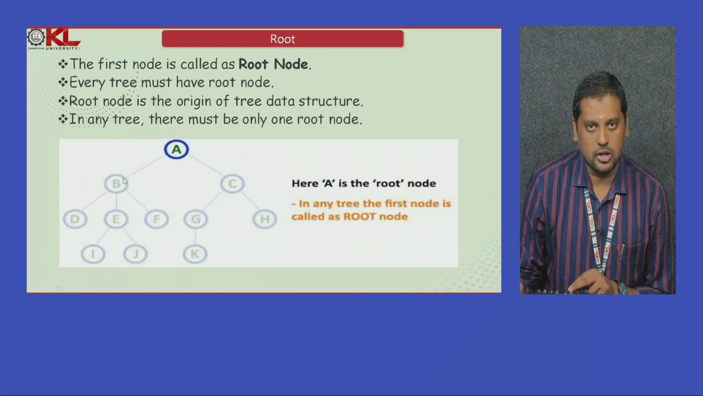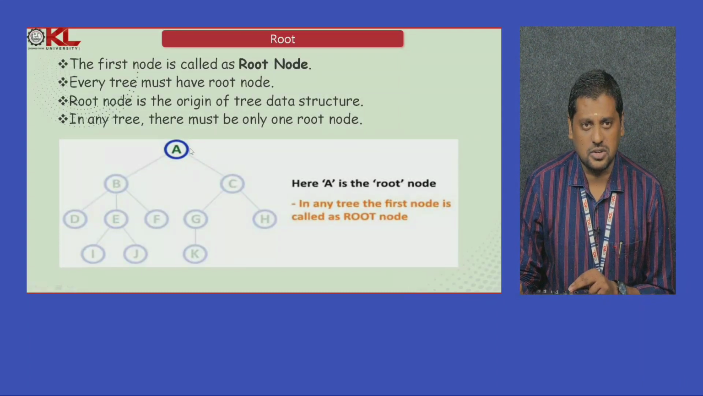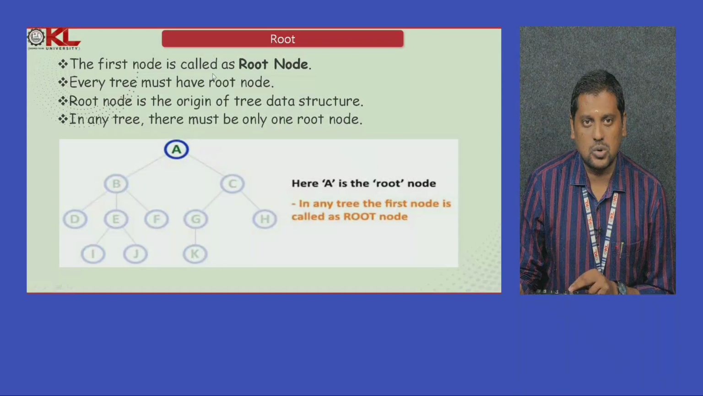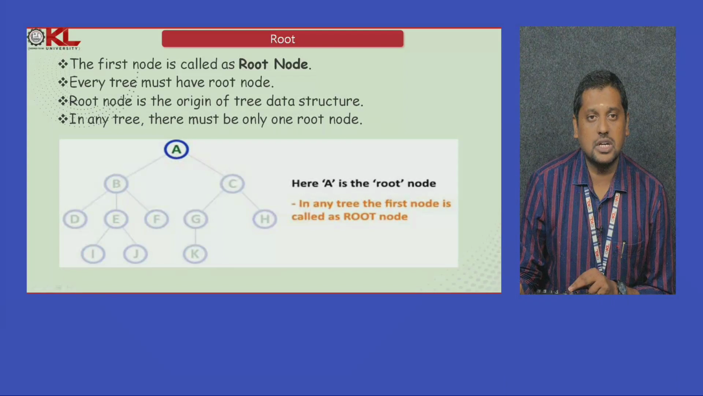The next terminology is the root node. The root node is a very important node in a tree. The first node is called a root node. In a tree, the first node is said to be the root node. In the given example, A is highlighted here, which is the root node. Every tree must have a root node, and the root node is the origin of a tree data structure, and there must be only one root node in a tree.